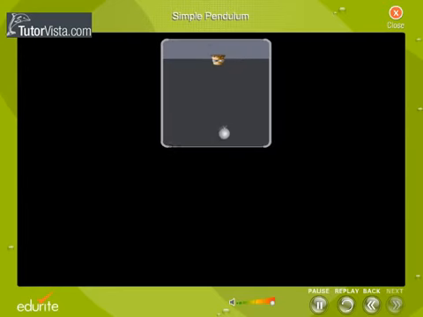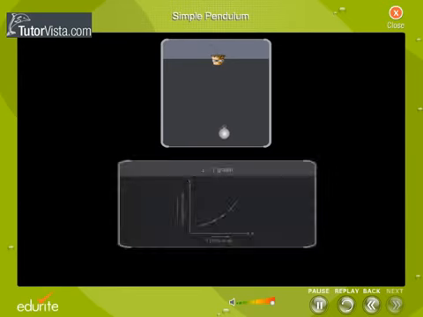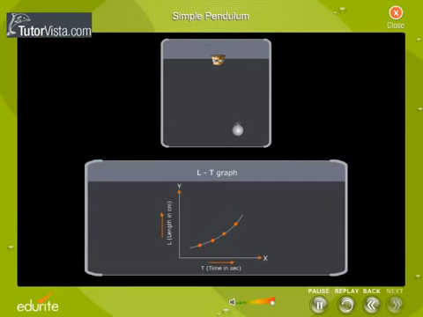Now calculate the time taken for one oscillation. Repeat the experiment for different lengths. Plot a graph with T on x-axis and L on y-axis. The graph is a curve. This graph shows that the time period varies with the length of the pendulum.